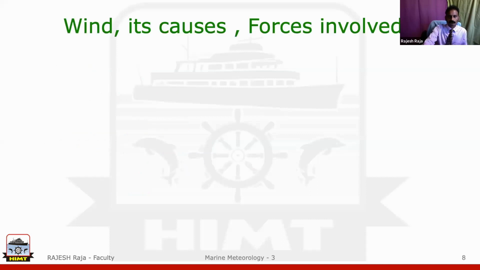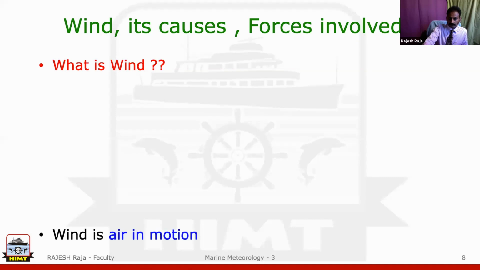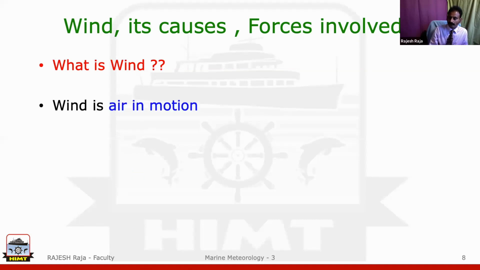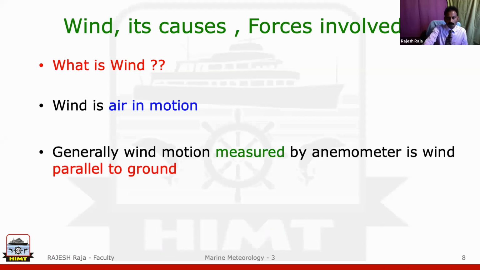Let us go to the first topic, which is wind, its causes, and what are the forces involved. If you ask what is wind, the simple answer is wind is air in motion. Why it happens, we'll see. Let me give you a clue. This was one of the questions for a BSc interview. What is wind? You should be able to give some decent answer. You can always start with this one sentence, but you can build up a little bit more.